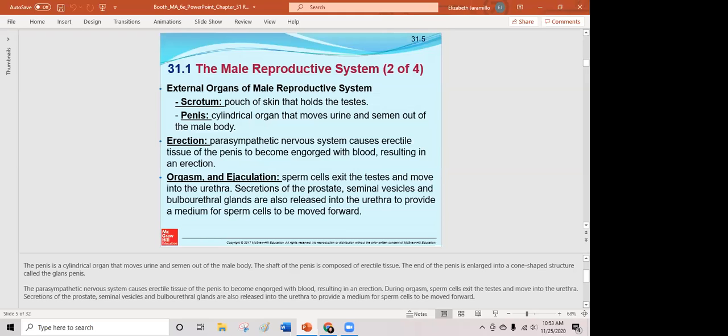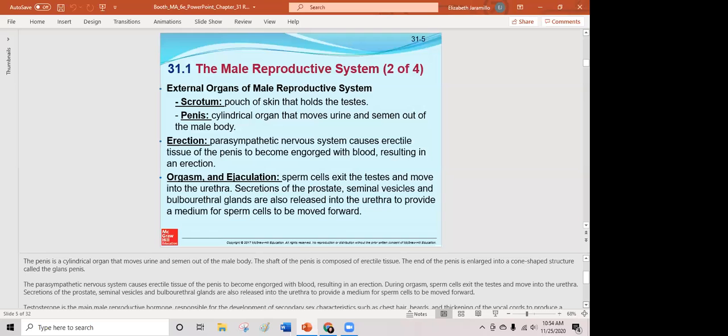During orgasm, sperm cells exit the testes and move into the urethra. Secretions of the prostate, seminal vesicles, and the bulbourethral glands are also released into the urethra to provide a medium, or a transit, for the sperm cells to be moved forward, right?